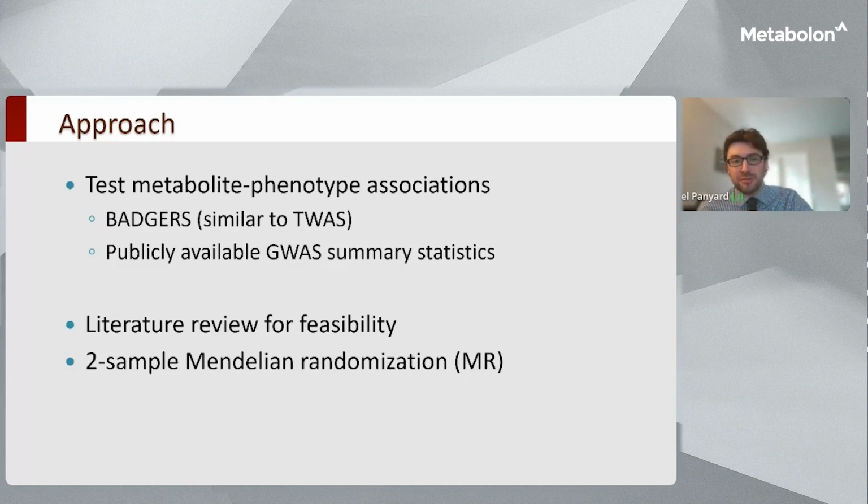Now, the trick is, because we're predicting associations for metabolites that often hadn't been directly studied in disease yet, how do we validate our findings when the data haven't been collected yet? So we looked to a variety of experimental literature to see if our predictions were feasible. And then we also tried using two-sample Mendelian randomization as kind of an orthogonal but similar approach to what we were doing here.